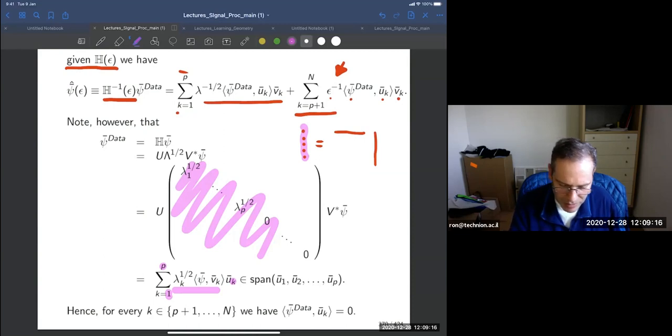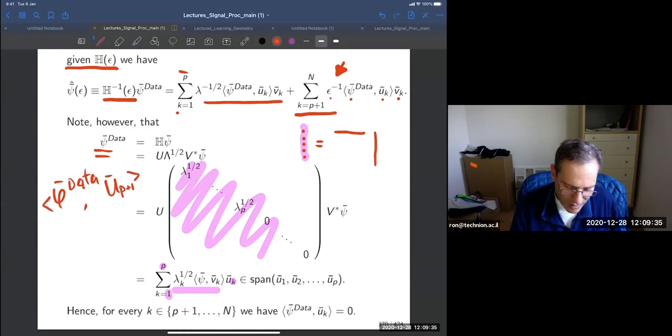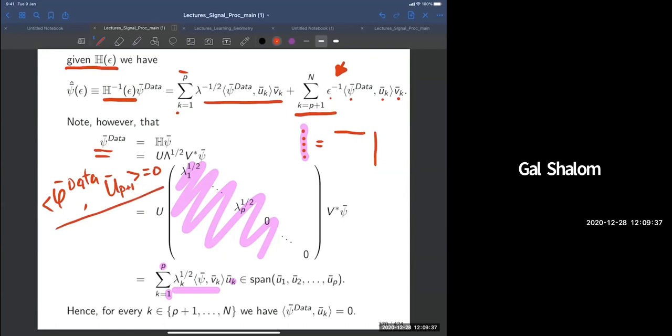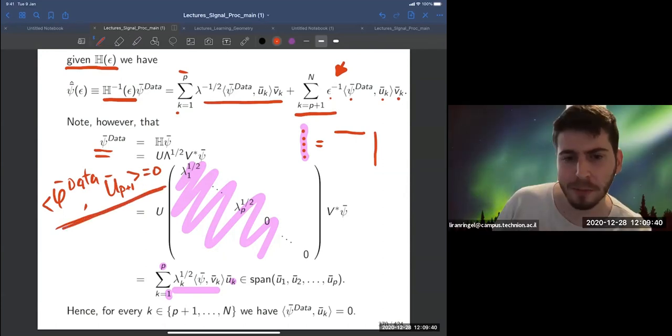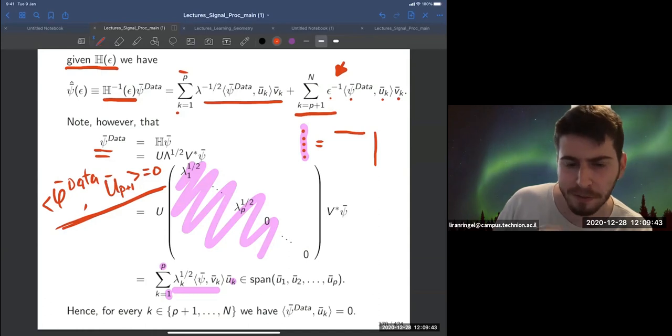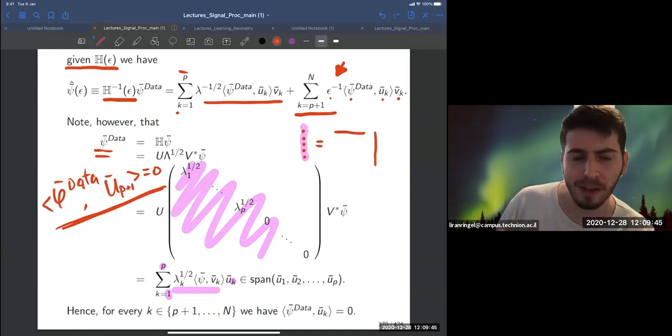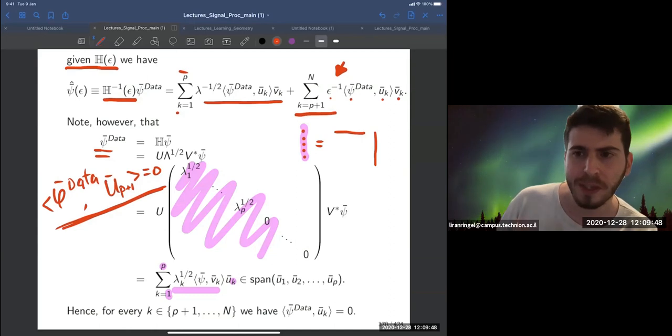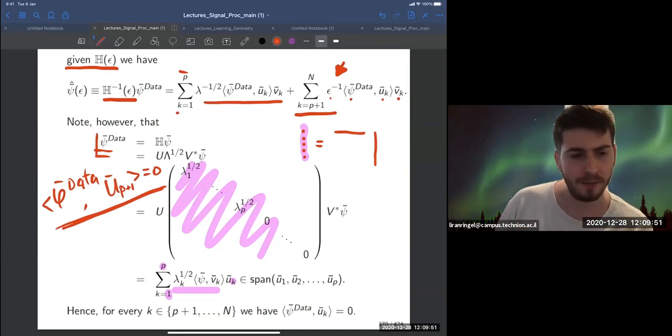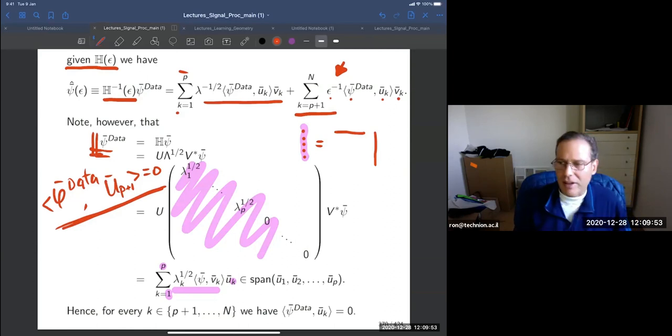So if, for example, I would like to see if psi data has any component with U P plus one, the outcome would be that it would be equal to zero. That's the case currently. But if you change the eigenvalues from zero to some other value, you will give them meaning in the final result. This is the given psi data.